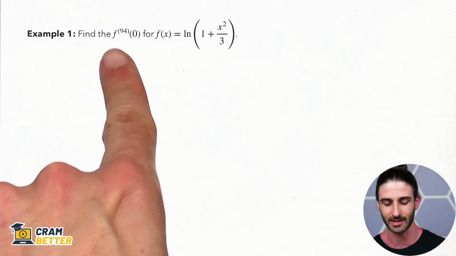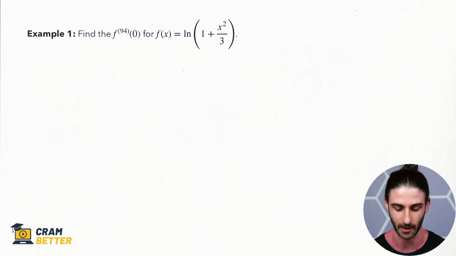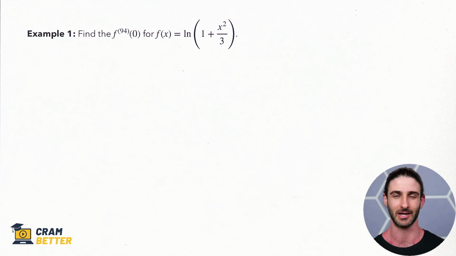So it says find the 94th derivative at 0 for f of x equals ln of 1 plus x squared over 3. Okay. Now I know a second ago I said that we're not going to actually take 94 derivatives, but this is kind of a weird case where you actually need to take 94. I'm just messing around with you.